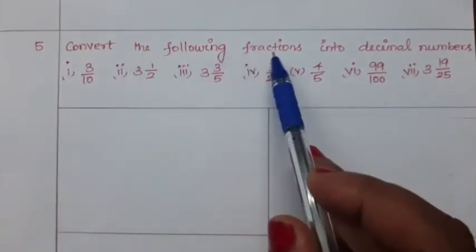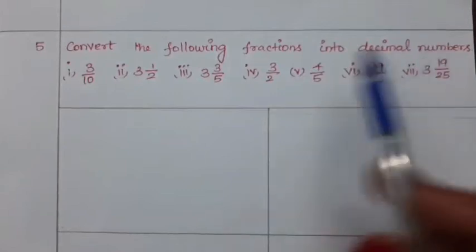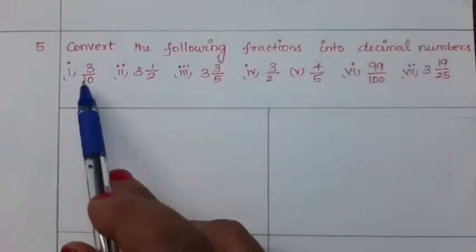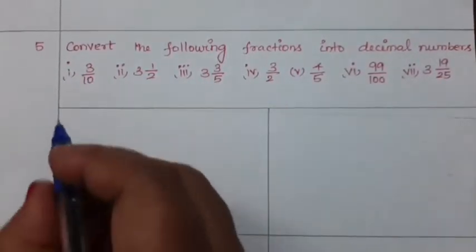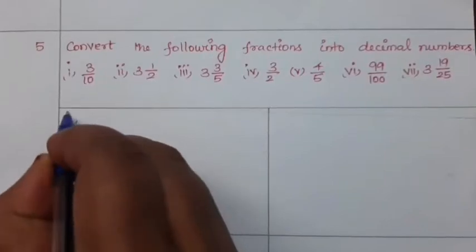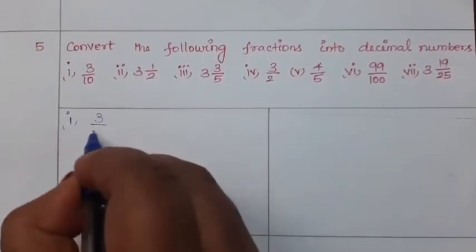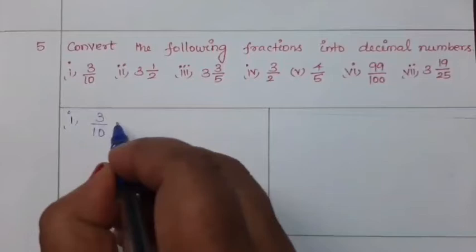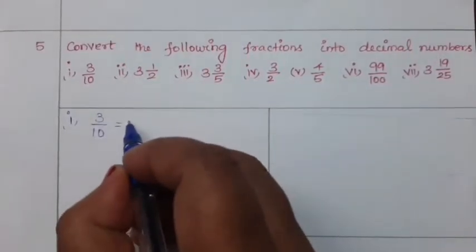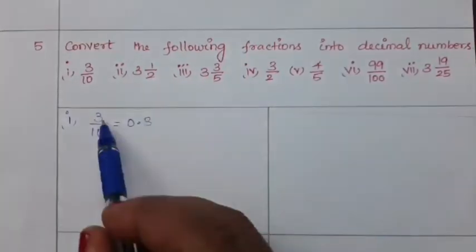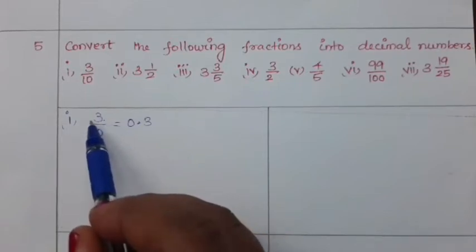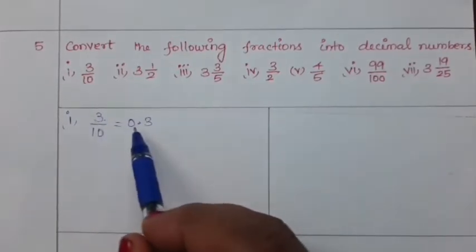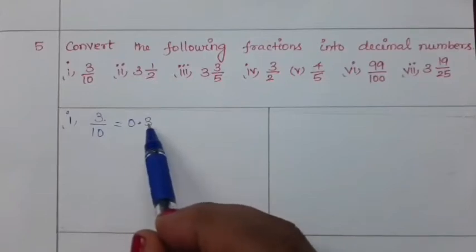Let us move to the next question, number 5. Convert the following fractions into decimal numbers. Subdivision 1, they have given 3 by 10. When we divide 3 by 10, we get 0.3. The decimal point should move towards the left by one digit. So we get 0.3.